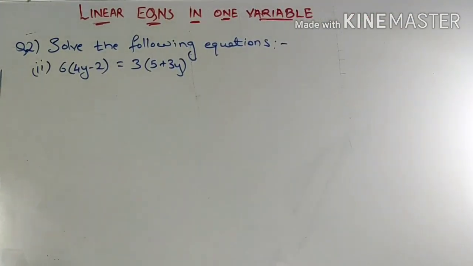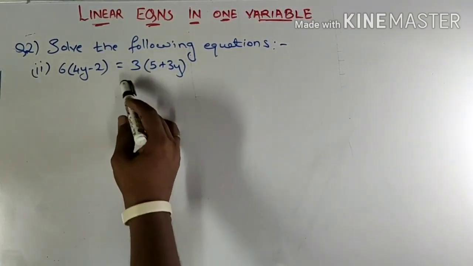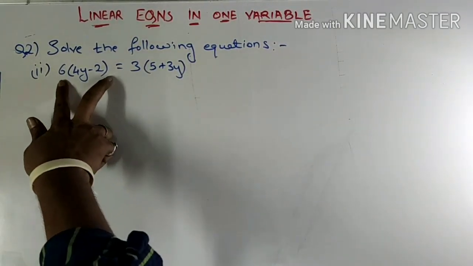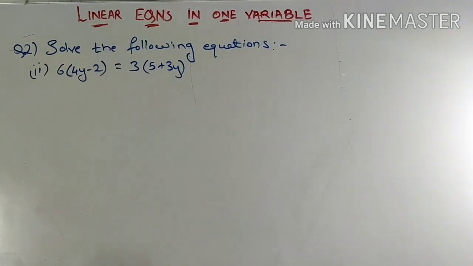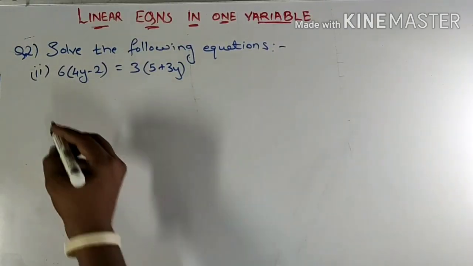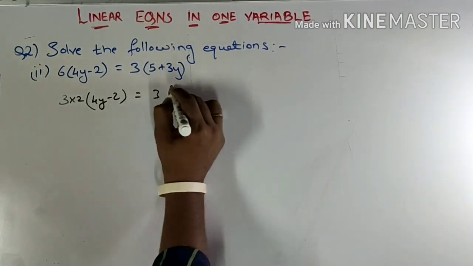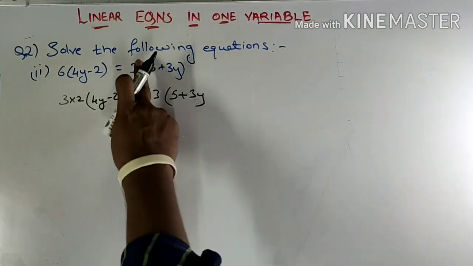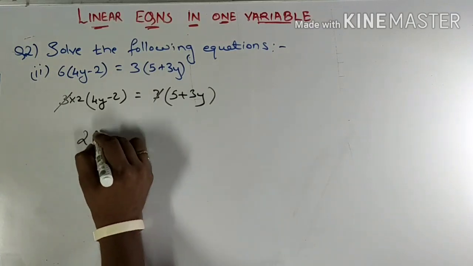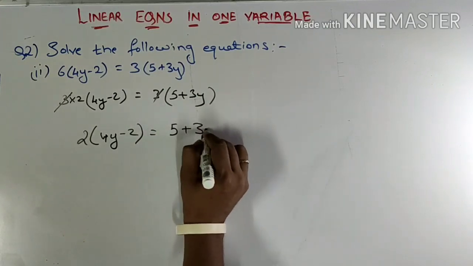Solving one more question of the same type. 6 into bracket 4y minus 2 is equal to 3 into bracket 5 plus 3y. Now here my task is simple. This 6 is common to the whole left hand side, 3 is common to the whole right hand side. So I can directly eliminate 3 from both the sides. That is, this 6 is nothing but 3 into 2, and 4y minus 2 is equal to 3 and 5 plus 3y. If I eliminate, that is divide both the sides by 3, this gets cancelled, and what are we left with? 2 into 4y minus 2 is equal to 5 plus 3y.